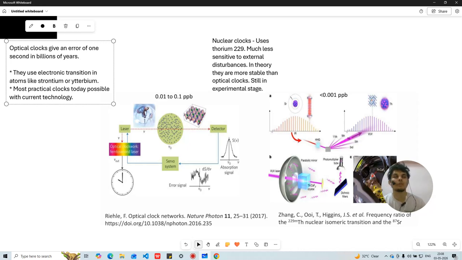So we have covered a bit about optical clocks and nuclear clocks. Thorium 229 is much less sensitive to external disturbances and still in the ideation stage, and optical clocks are a bit of a reality today. Clock accuracy and stability. Accuracy: frequency departure from a specified value. Stability: frequency source output within a specified range over a period of time. Okay.